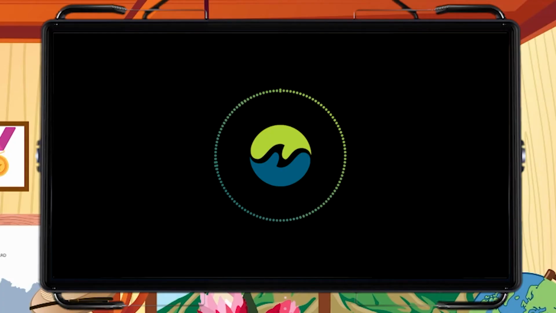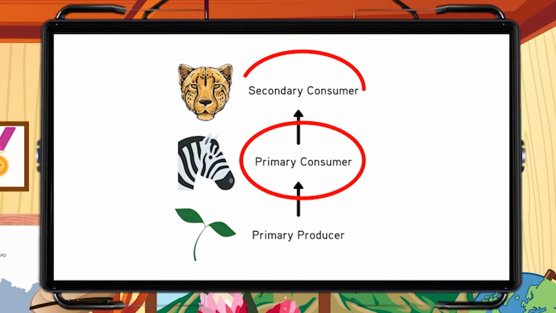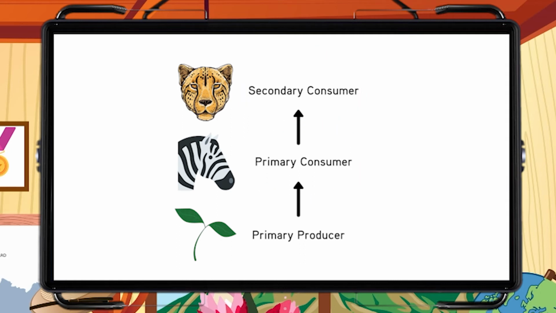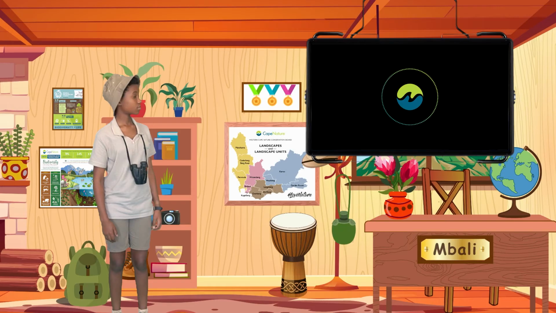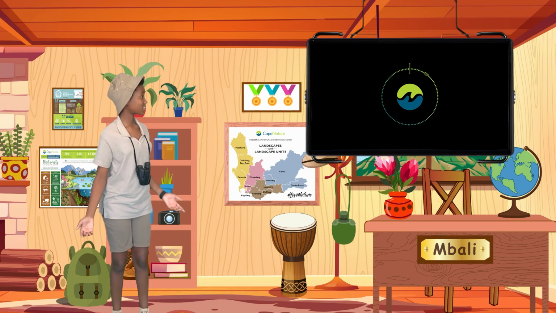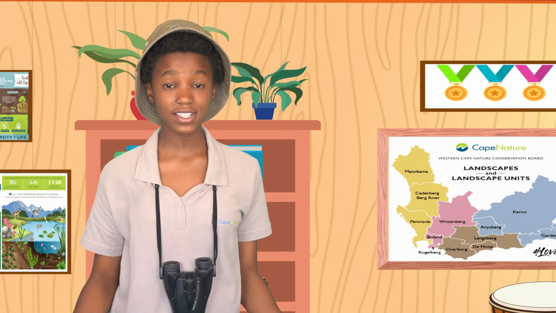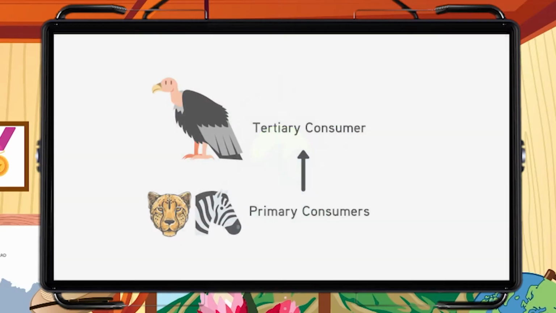Too right, Mabali. Interestingly, the secondary consumers eat the primary consumers and are called this because they eat animals that have eaten plants. Ooh, like how a leopard eats an antelope, right? Right. Yes! Can you guess what the next level is? Animals that eat primary and secondary consumers are called tertiary consumers and are always carnivores.